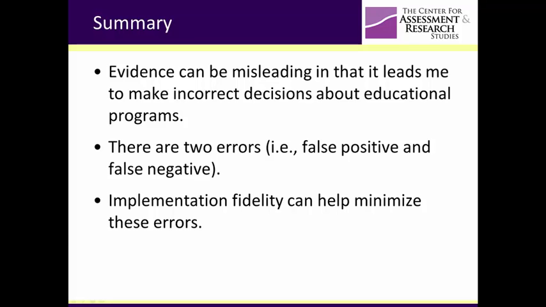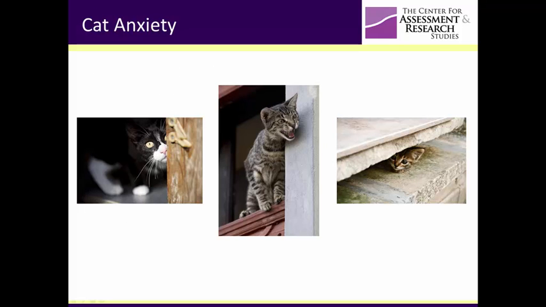Okay, so far we've basically said that evidence is at times misleading, and that it can lead me to make incorrect decisions about educational programs. These can either be a false positive or a false negative, and I have suggested that implementation fidelity, getting that kind of information, can help us minimize these errors. So now we're going to take a look and see how this would actually work using some simple examples.